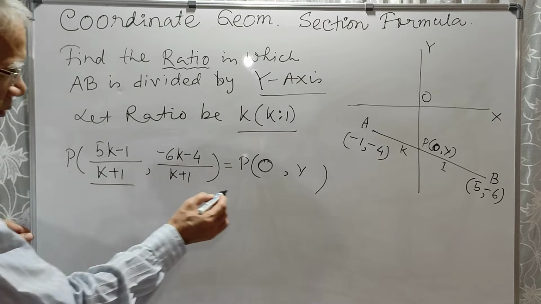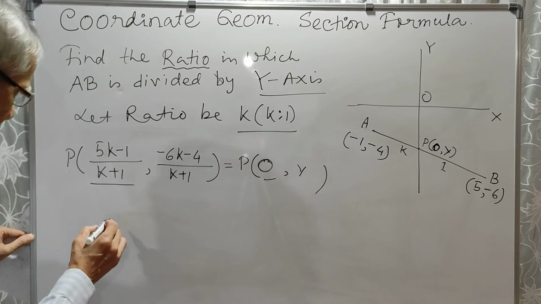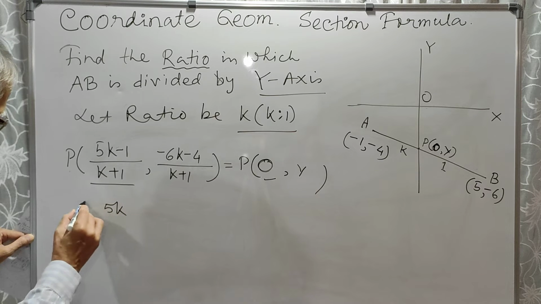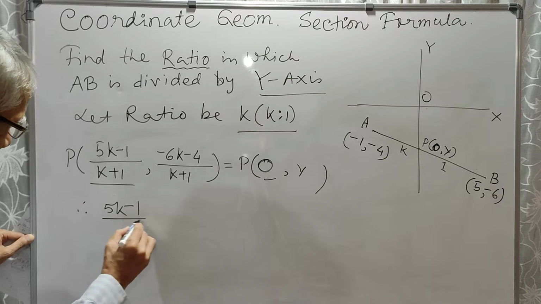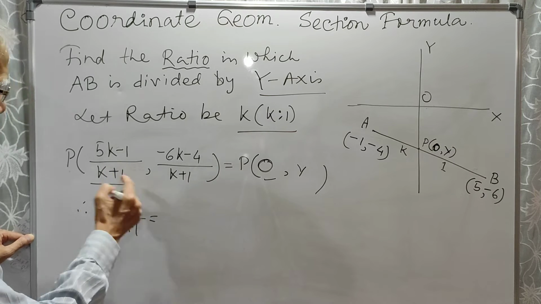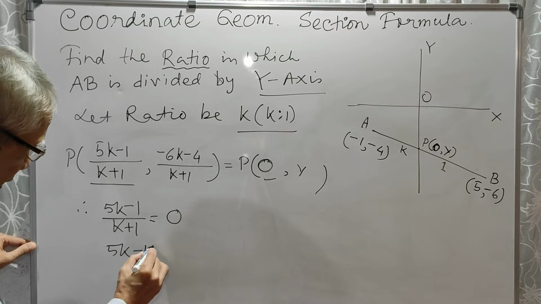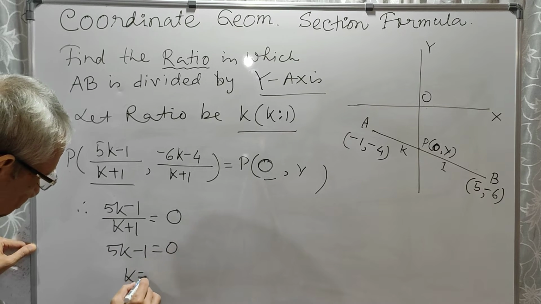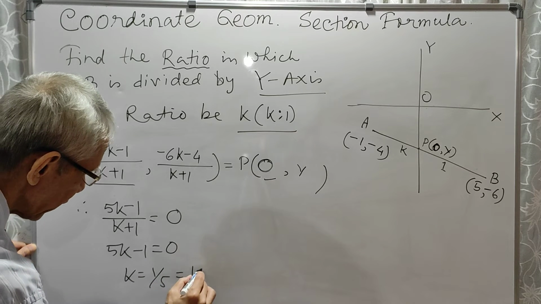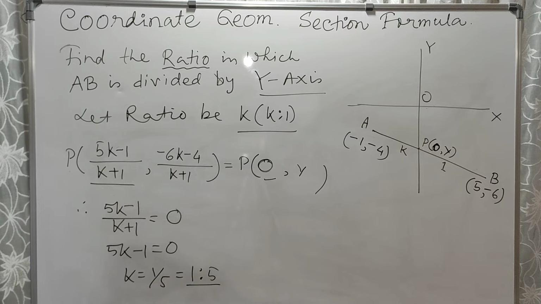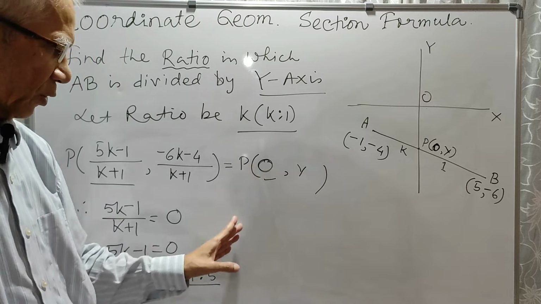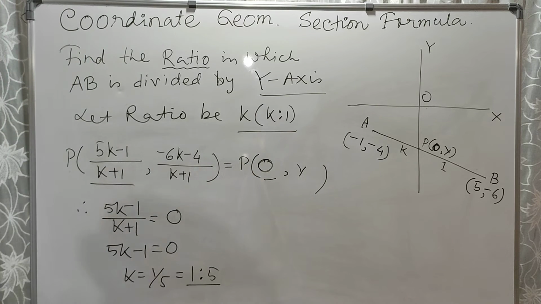Now you see, this part is equal to 0. So x coordinate equals x coordinate. Therefore you get (5k - 1) by (k + 1) equal to 0. By solving this, 5k - 1 equals 0, that means k equals 1 by 5. That means the ratio is 1:5. Since we do not know y, the second part we need not do. So we already got the answer: the ratio is 1:5.